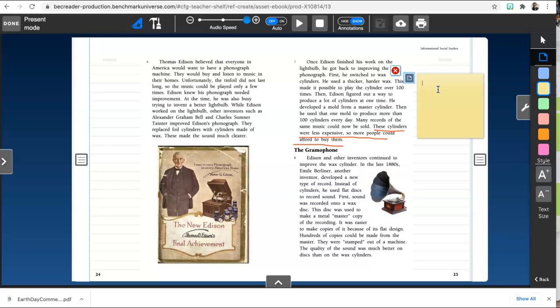It was expensive. So I'm going to say, based on paragraph 7, the phonograph was expensive, and not everyone could buy them. And then I could also say, look at all this. What if I reread paragraph 6 and 7, I can also infer it took a lot of people and time to improve the original phonograph.